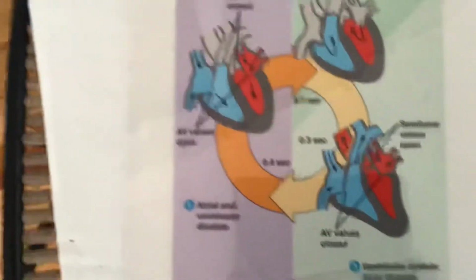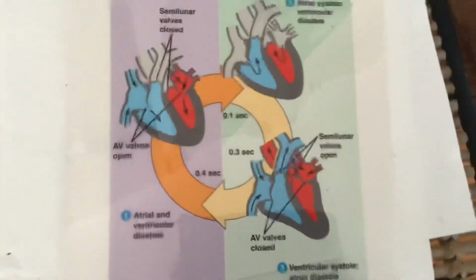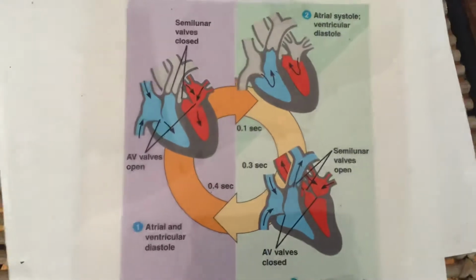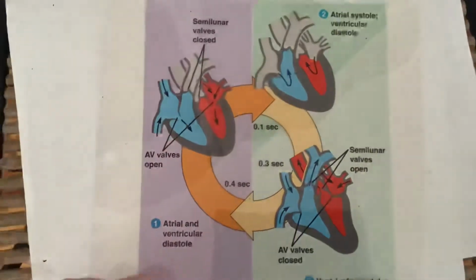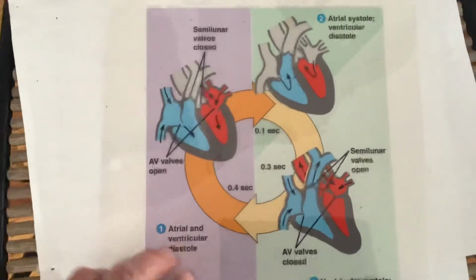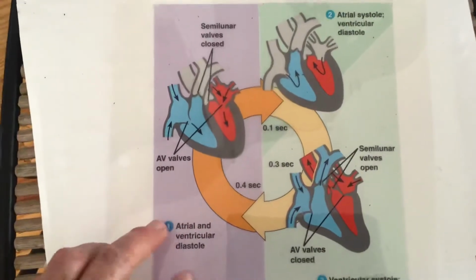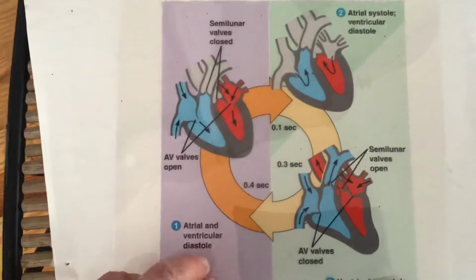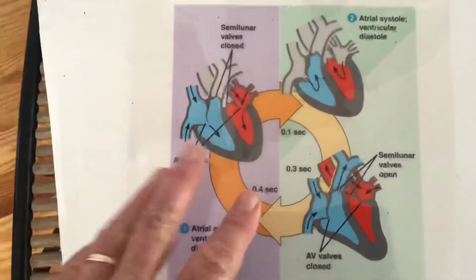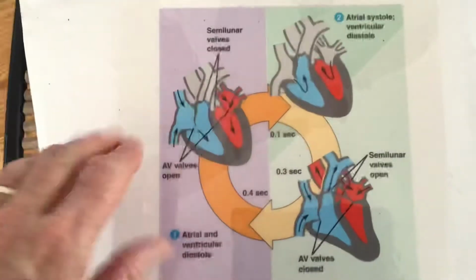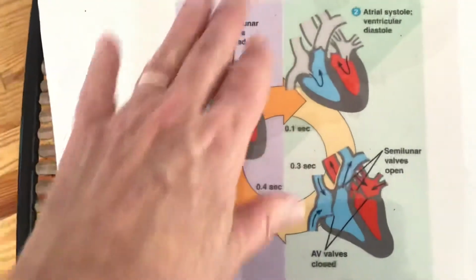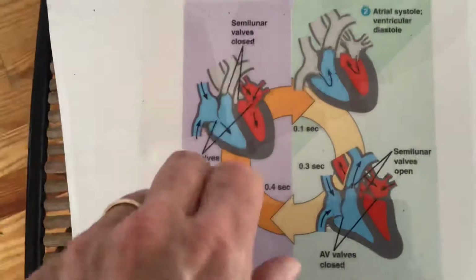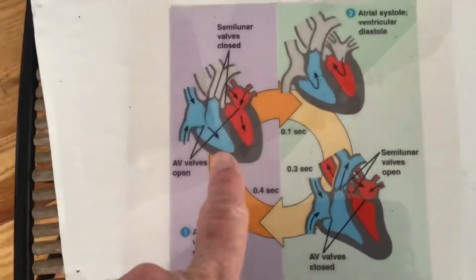Let me see if I can get it in better focus. Okay, that's not bad. All right, so what is happening here is, first of all, we'll just start over here, where both parts, that is the atrial and ventricular parts, are relaxed. So everything's relaxed and the blood is returning back from the body, so there's a little bit of pressure also returning back from the lungs. So things are just kind of flowing into the heart at this point.